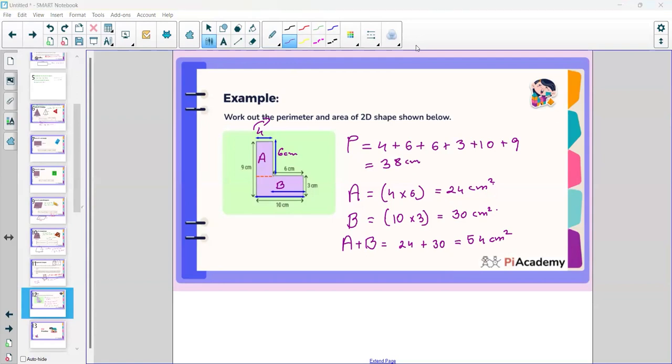Again, one thing where we need to be very careful is while dealing with the units as well. Perimeter is always measured in units of length, centimeters, while area is measured in square units. So this was all about the learning session on perimeter and area of 2D and compound shapes.